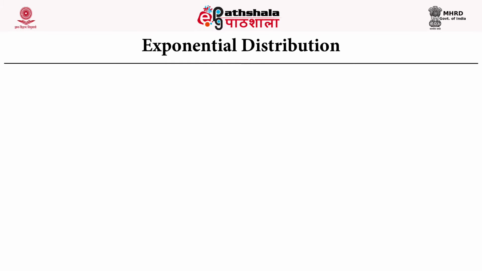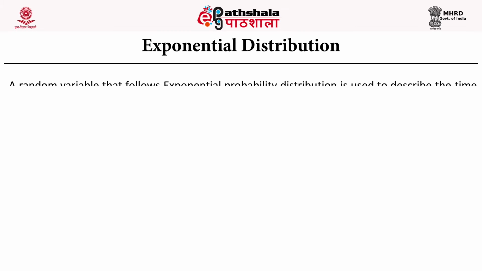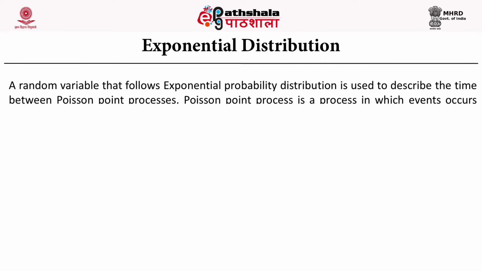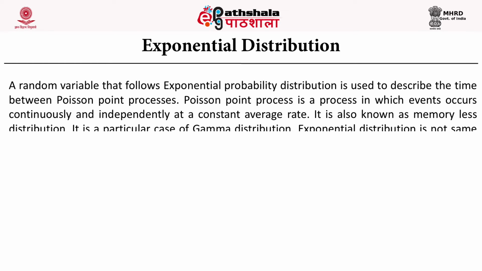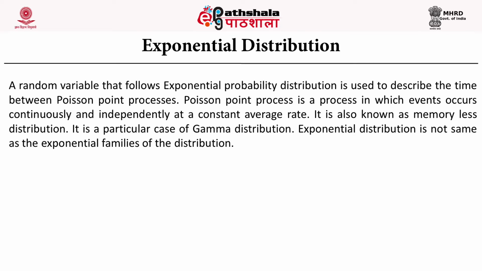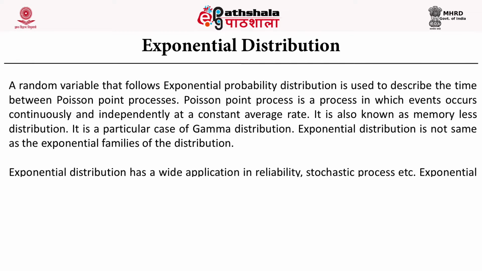So we have another continuous distribution, that is exponential distribution. A random variable that follows exponential probability distribution is used to describe the time between events in a Poisson point process. Poisson point process is a process in which events occur continuously and independently at a constant average rate. It is also known as memoryless distribution. It is a particular case of gamma distribution.